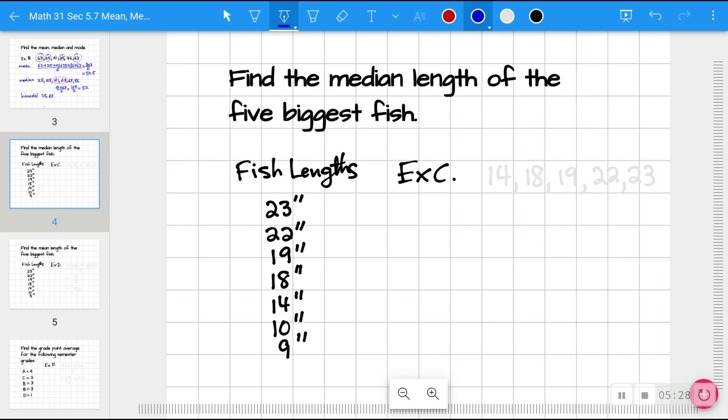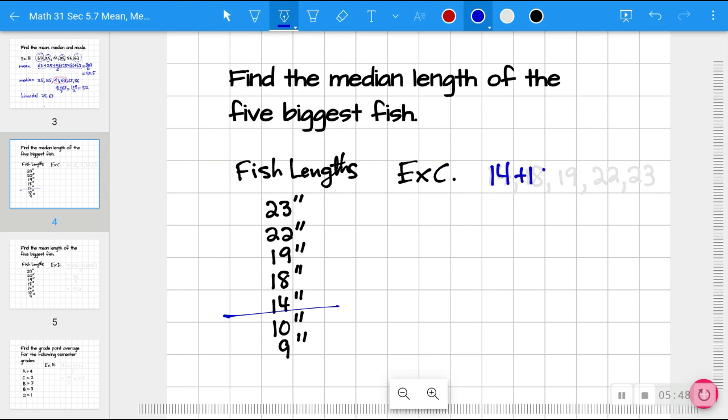Find the median length of the 5 biggest fish. They're listed, there's actually 7 fish lengths measured here. So we're going to draw a line there, and we're just going to count the longest fish, or the 5 longest fish. So we're going to add this up.